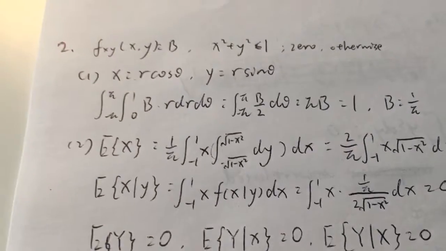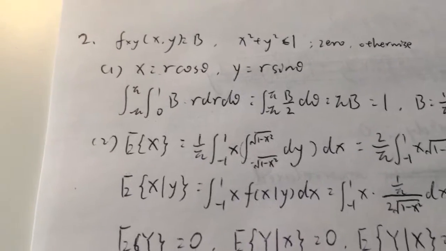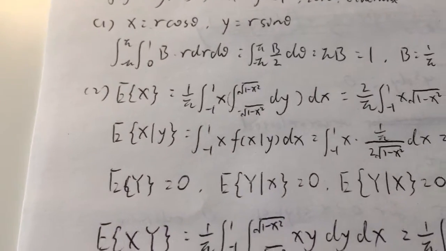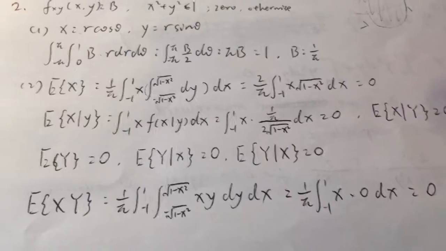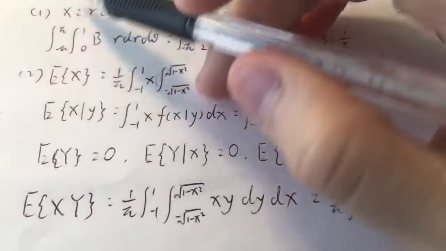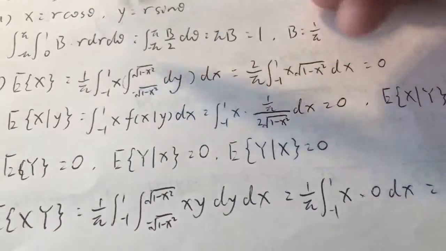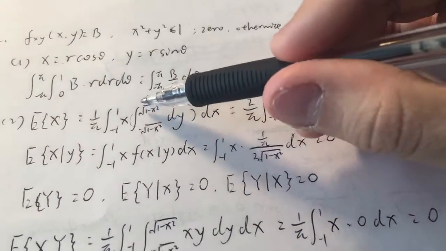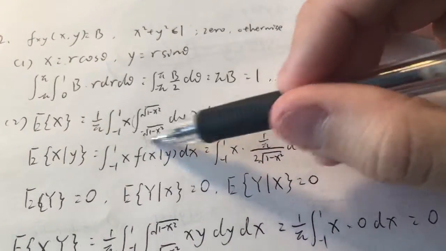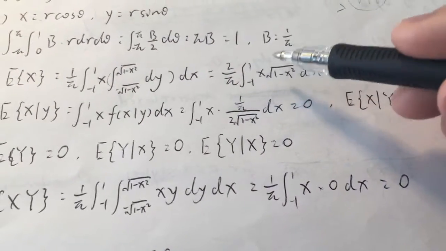It's an easy question. Now in the second question we need to find the expected value of x, x conditioned on y, y conditioned on x, and other quantities. We just need to calculate the expected values of these. First we calculate the expected value of x, using x multiplied by the density function of x. We got this from the first part, because y is no more than this and no less than this, so we can use this to calculate the density function of x.